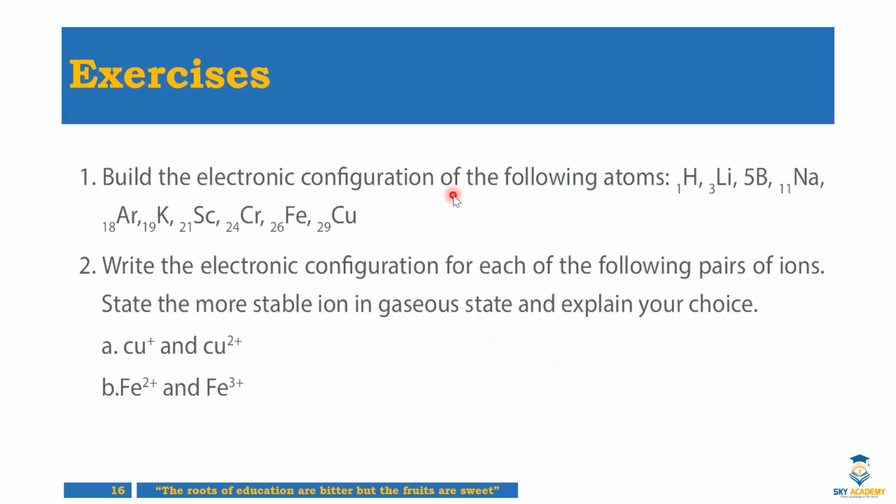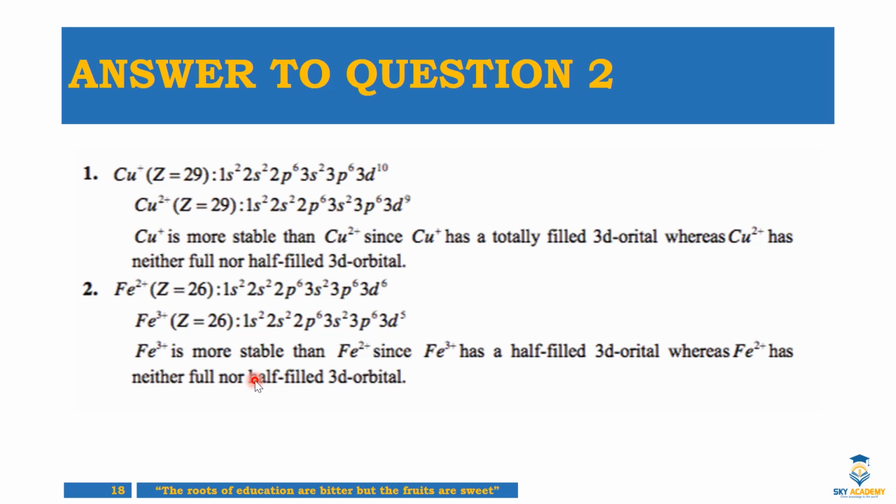Then question number 2 is to make electron configurations and then a comparison. So we are simply making electron configurations of ions. For Cu plus, Z 29, it will have 3p6, 3d10. Cu 2 plus will have 3p6, 3d9.